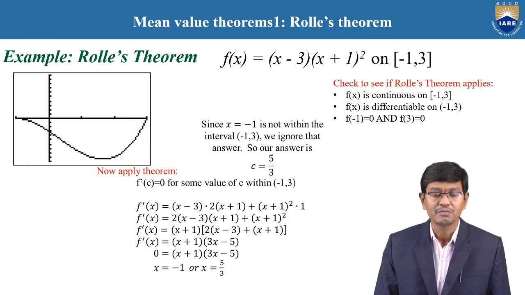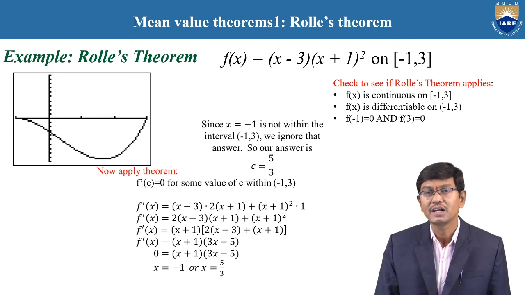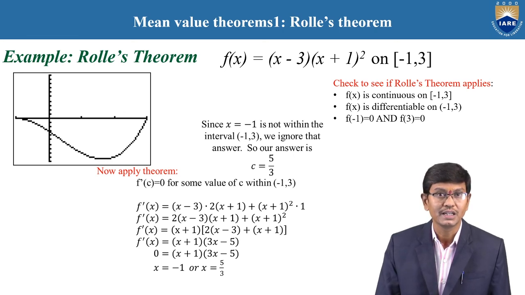Now we need to find out whether it is applicable or not, that is, whether there is a c belonging to a comma b such that f dash of c is equal to 0. First of all, we need to find f dash of x. That is, f dash of x is equal to x minus 3 into 2 into x plus 1, plus x plus 1 whole square into 1, by applying the product rule, that is, u v dash plus v u dash. And finally f dash of x is equal to x plus 1 into 3x minus 5, and by equating to 0, that is x plus 1 into 3x minus 5 is equal to 0. Therefore, one point is x equal to minus 1, and the second point is x equal to 5 by 3.